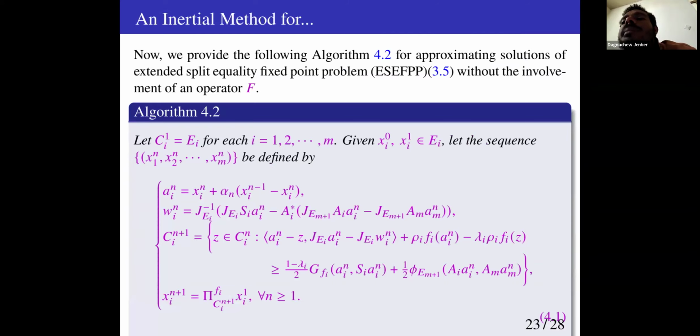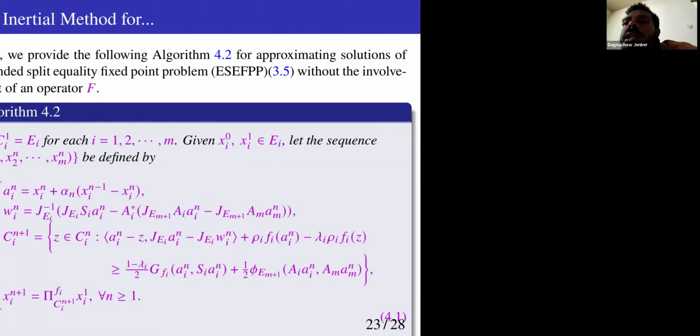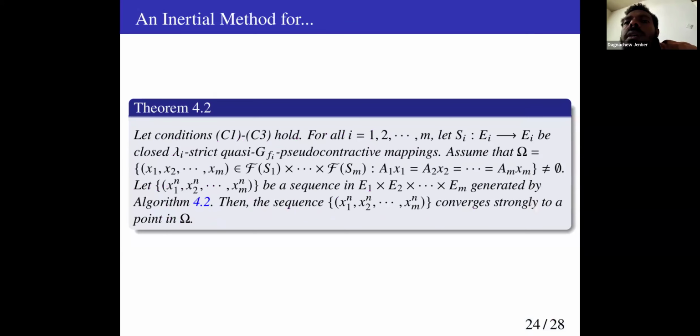Now we provide the following algorithm for approximating solutions of the extended split equality fixed point problem without the involvement of the operator F. In the above algorithm there is F, but in this algorithm there is no F. So without involving another third operator F, we constructed this algorithm 4.2, and we showed that it converges to a solution of the extended split equality fixed point problem.